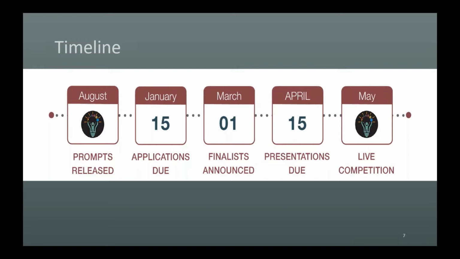PQA then works with our panel of judges to look at all the different proposals that come through. And on March 1st, we announce the top 3 finalists that then are asked to put together their presentation to submit by April 15th in order for us to have it ready to go for the May competition. And our annual meeting is typically held in the first half of May. And like I said, this live competition is a piece of that annual meeting.